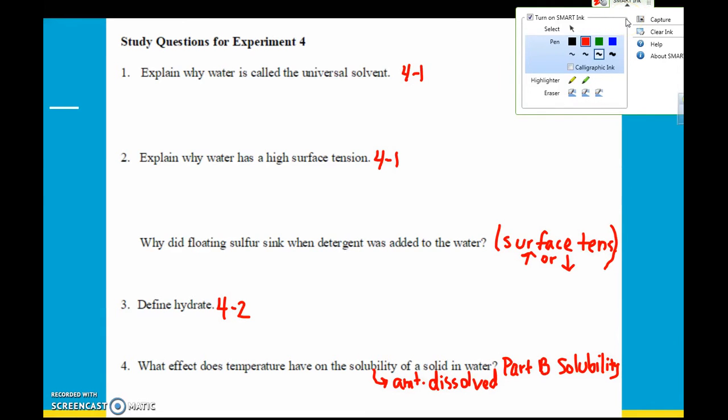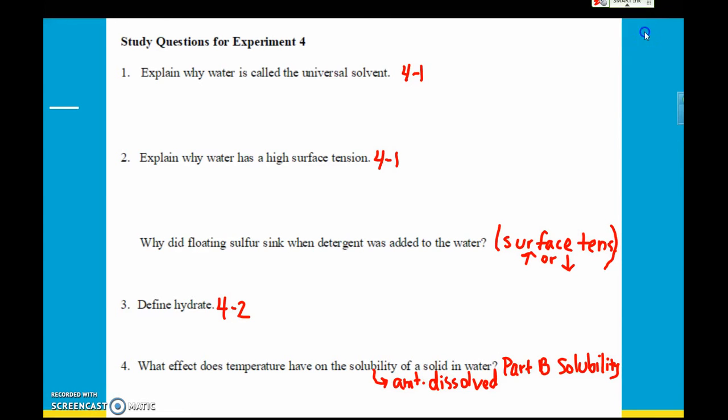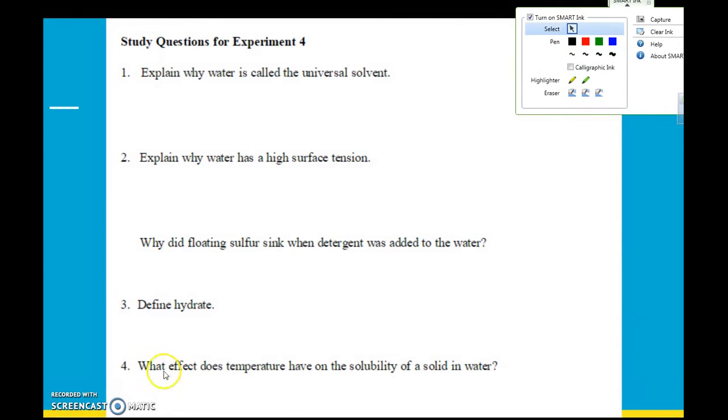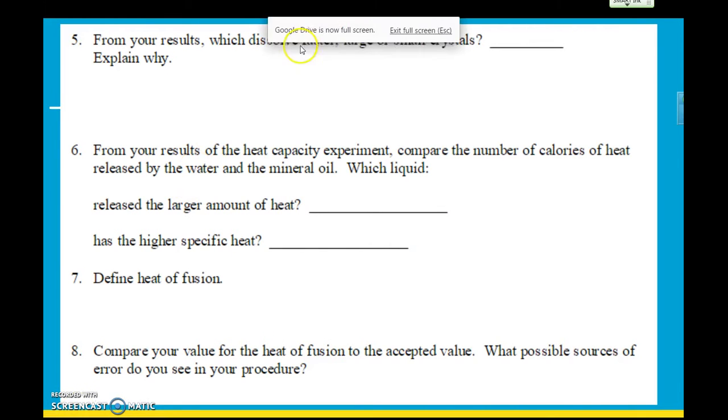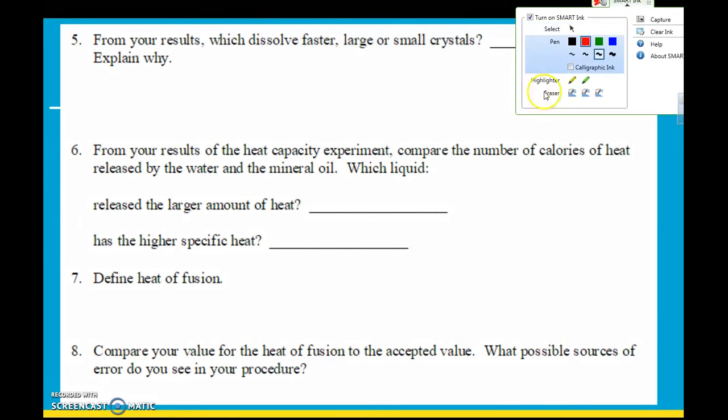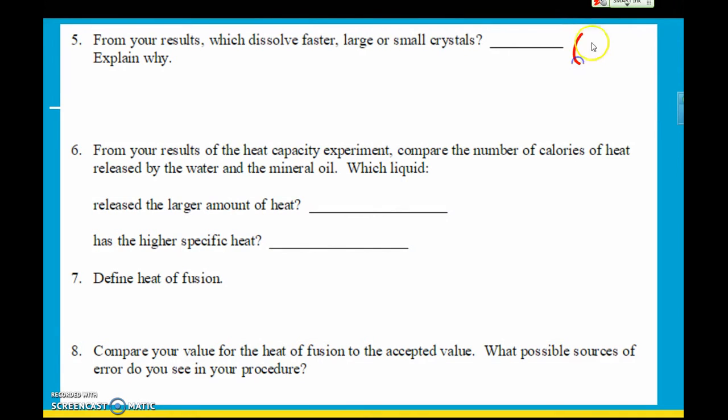All right, next question is, which dissolve faster, the large or small crystals? That's in solubility part A, where you dissolved the fine salt and the rock salt, that was bigger pieces. And you're going to want to use the word surface area to explain this answer. Just put that in here, surface area.